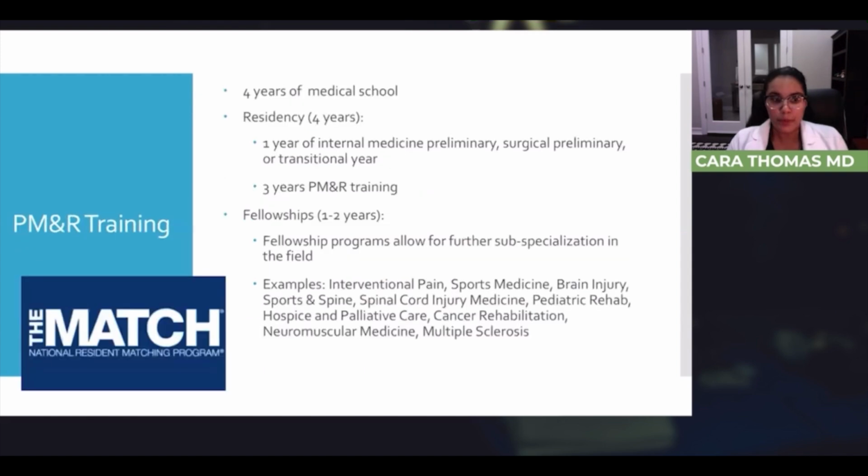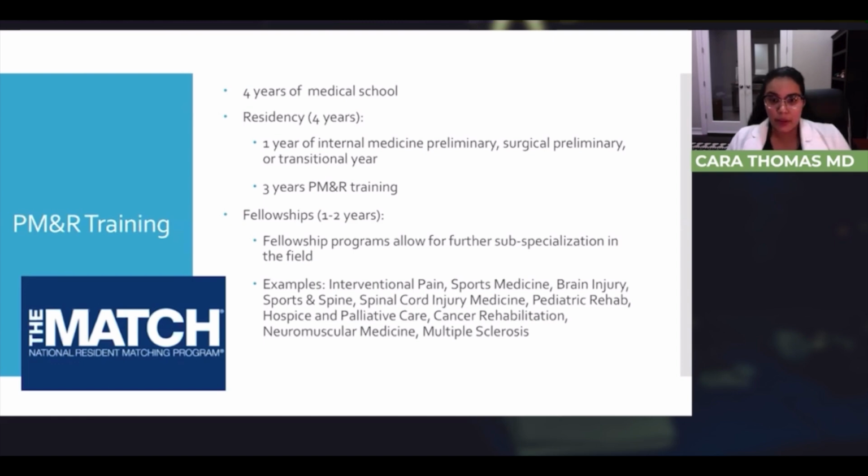So in terms of the training for PM&R, in general, there's 4 years of medical school. That's pretty standard for everybody. But residency really consists of 1 year of internal medicine, a prelim year. So either internal medicine, surgical, or a transitional year. Some programs actually have a categorical program, so it's built into the same system. But for the most part, you're doing a 1 year prelim in a more general area. And then after that, you're going to complete 3 years of PM&R training.